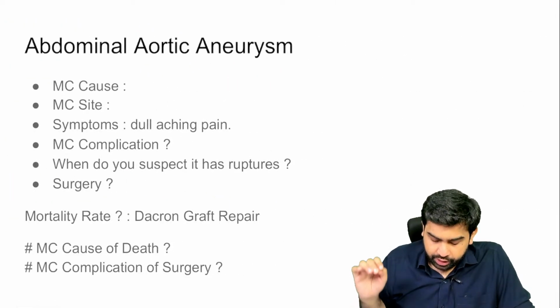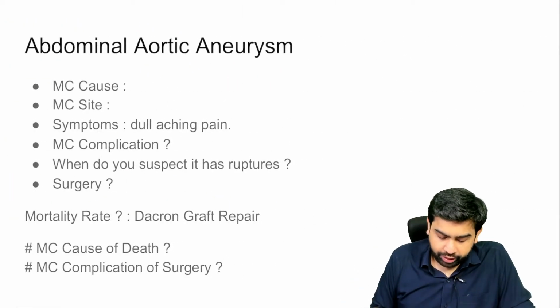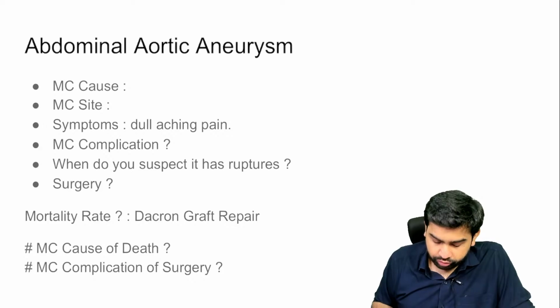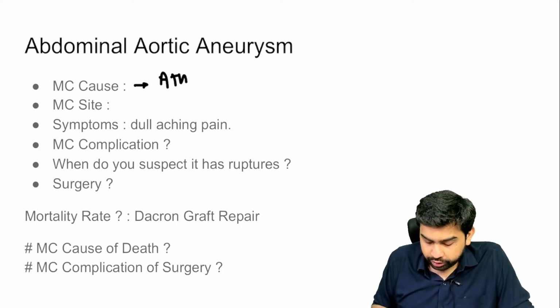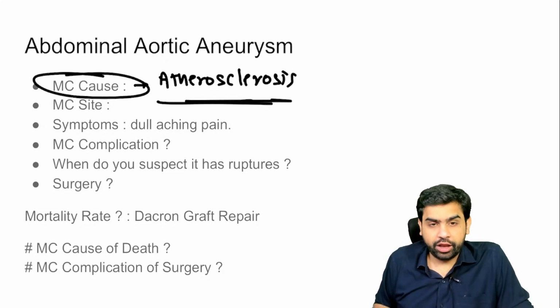Right, now let's talk about the abdominal aortic aneurysm. The most common cause is what? Atherosclerosis. That is the most common cause of abdominal aortic aneurysm. What is the most common site?